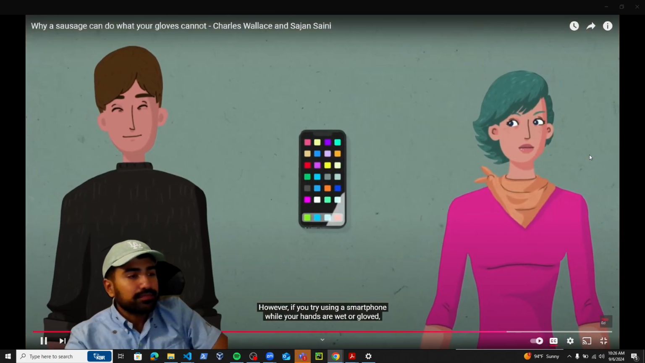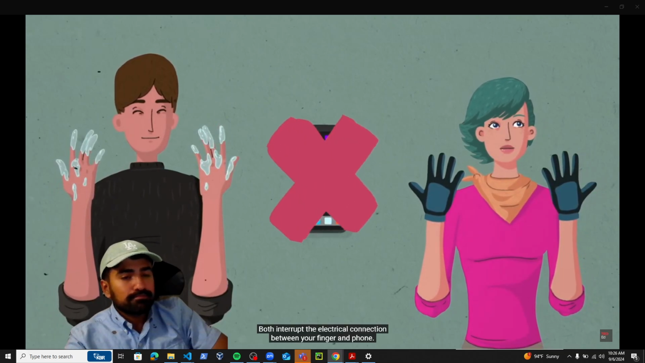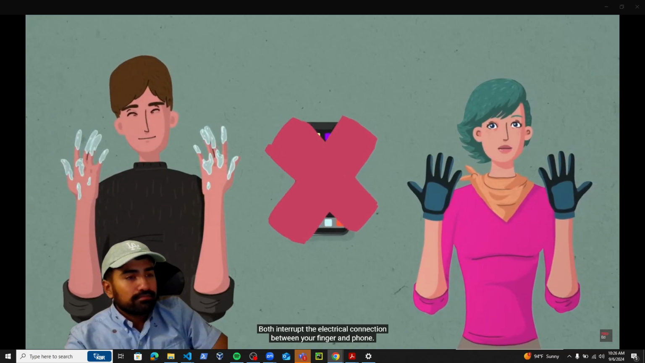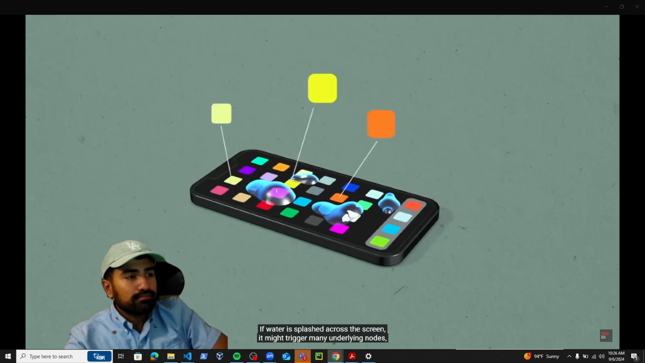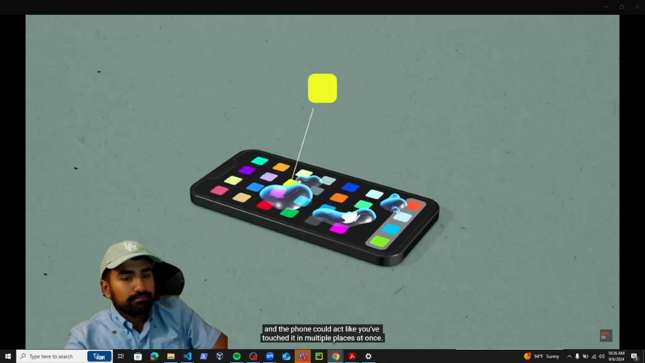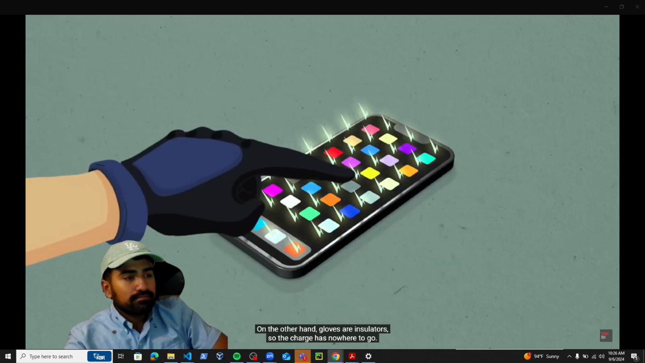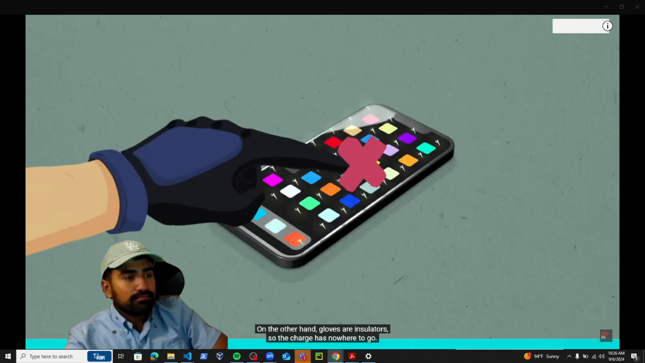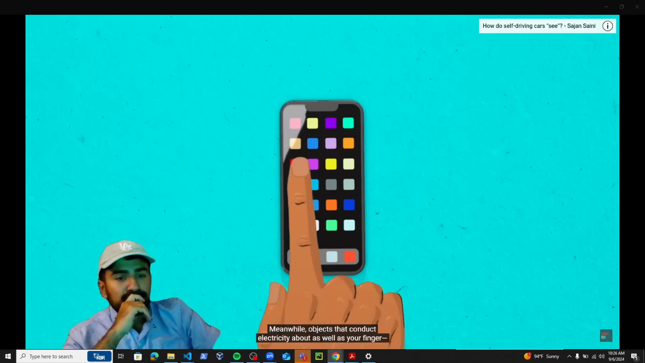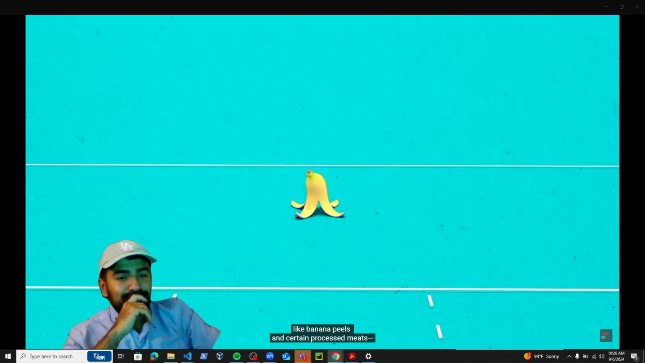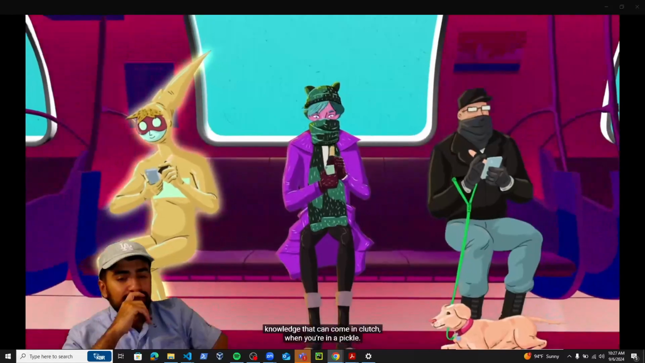However, if you try using a smartphone while your hands are wet or gloved, you'll probably have some trouble. Both interrupt the electrical connection between your finger and phone. If water is splashed across the screen, it might trigger many underlying nodes, and the phone could act like you've touched it in multiple places at once. On the other hand, gloves are insulators, so the charge has nowhere to go. Meanwhile, objects that conduct electricity about as well as your finger, like banana peels and certain processed meats, can all activate the screen. Knowledge that can come in clutch when you're in a pickle.